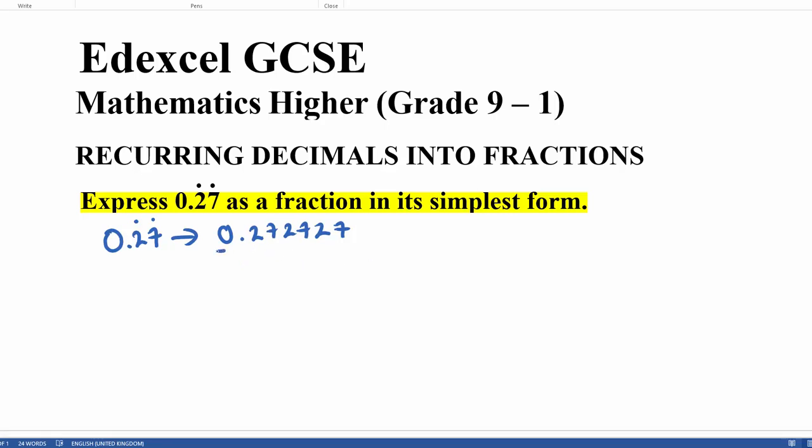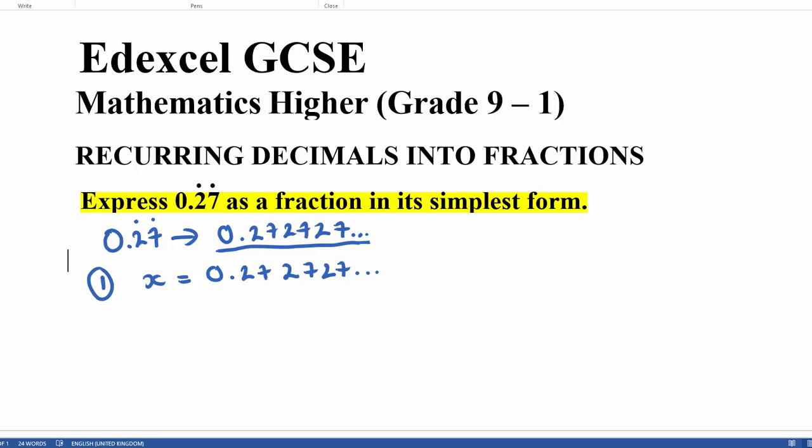This part here, 0.272727 dot dot dot. Okay, I am going to call this x. We're going to use a bit of algebra to solve this problem. Okay, but once you understand the concept, it's really easy. The dot dot dot means that it's going to go on forever, just so you know. And I'm going to call this equation 1.